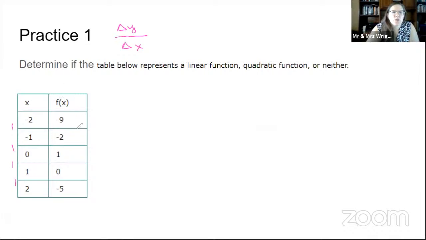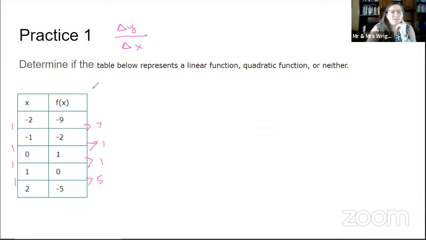So what's the difference between -9 and -2? It's going to be a difference of 7. 9 minus 2 is 7. So what's the difference between 2 and 1? It's going to be 1. Oh, wonderful. And then what's the difference between 1 and 0? Well, that's also 1. And what's the difference between 0 and 5? This one's not a quadratic function, is going to be 5.